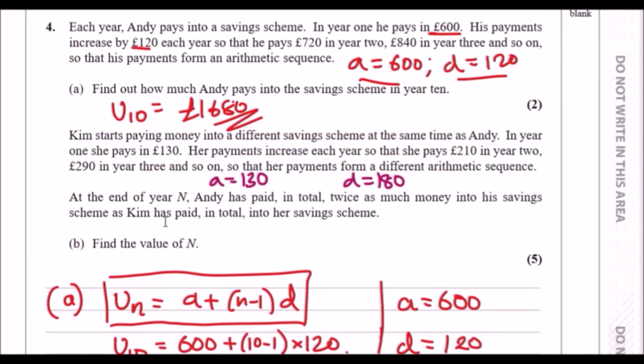Now at the end of year N, okay, so we don't know what year exactly, Andy has paid in total twice as much money into his savings than Kim has paid. So Andy has paid whatever Kim has times 2. And yep, we go find the value N. So I will start from this statement here, this second paragraph.